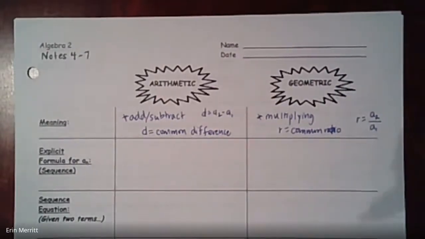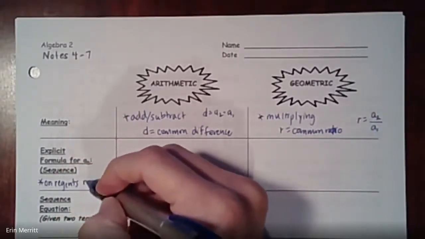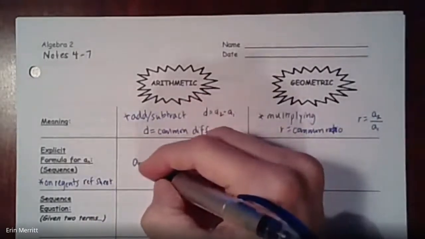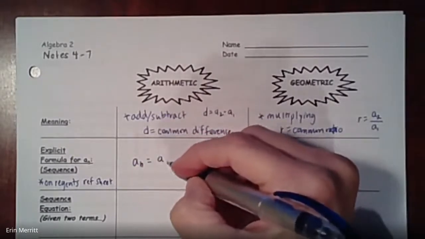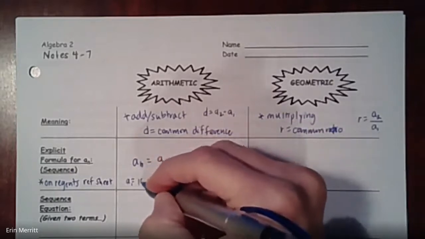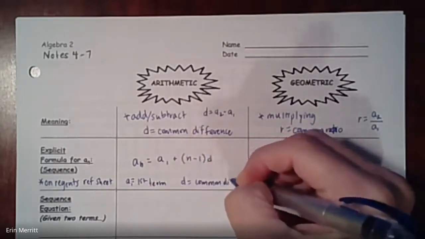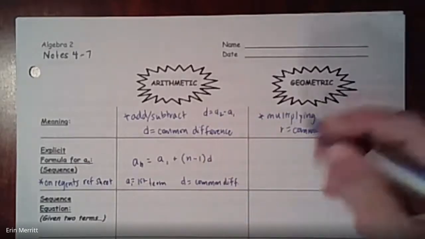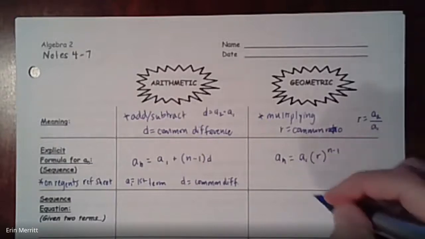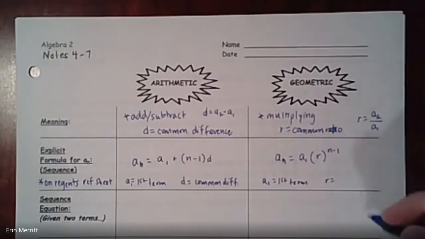All right, explicit formulas. These are on the Regents reference sheet, so you will have that sheet for your test. It is a sub n equals a sub 1 plus n minus 1 times d, where you're plugging in the first term and then you're plugging in the common difference. And then we keep the n parts of it. Over here, a sub n is equal to a sub 1 times r to the n minus 1 power. And again, you'd plug in the first term, and then you'd plug in the r value.